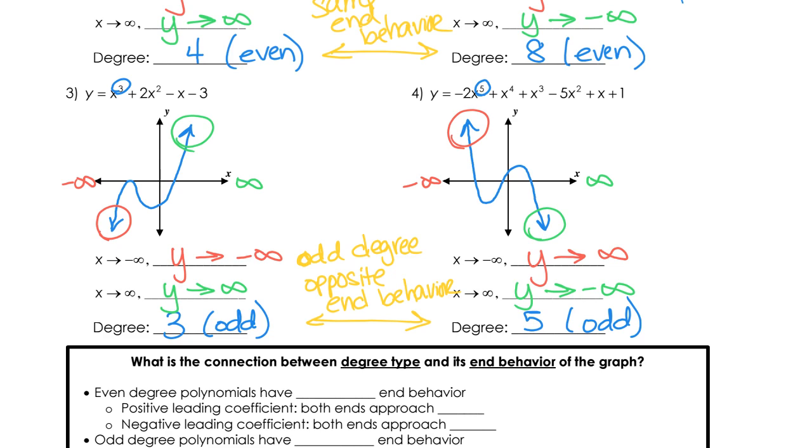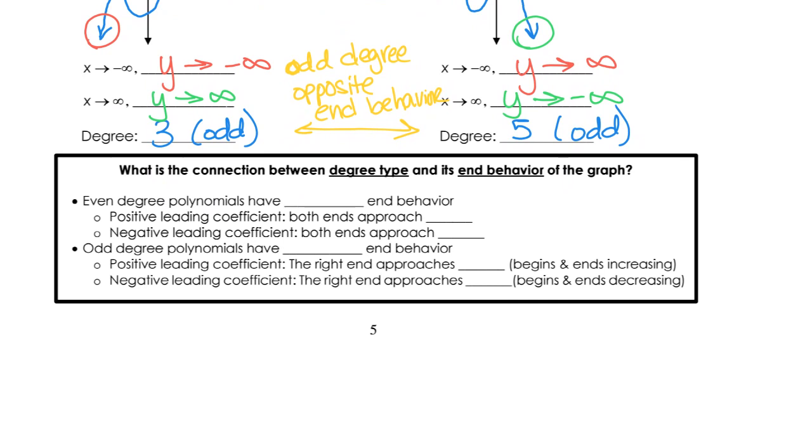Okay. So coming down here in the box, it says, what is the connection between the degree type and the end behavior of the graph? And so we're going to say even degree polynomials have same end behavior. Okay, and we haven't talked about this part of it, but we'll go back up and talk about that in a second. Whereas coming down here, when you have an odd degree polynomial versus an even degree, those polynomials have what they call opposite end behavior.